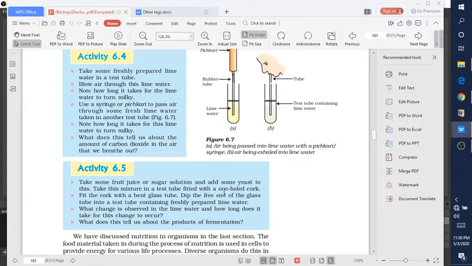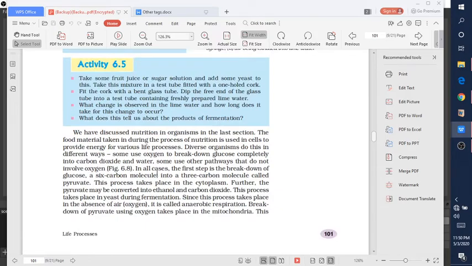So when this air passes through the bent tube, it makes lime water milky due to the presence of carbon dioxide in the solution. This experiment shows that yeast lives on fruit juice and sugar and produces carbon dioxide. So that is it for this activity.